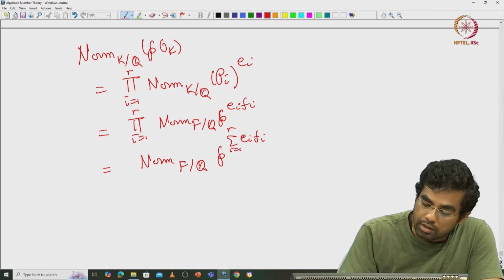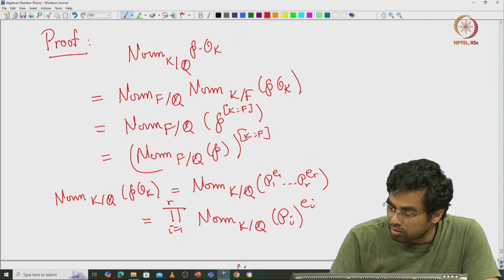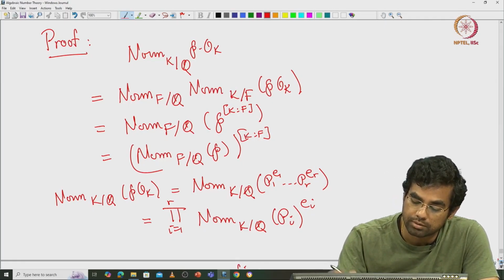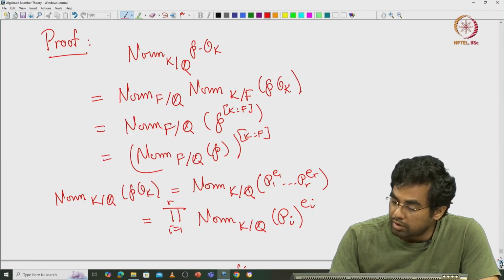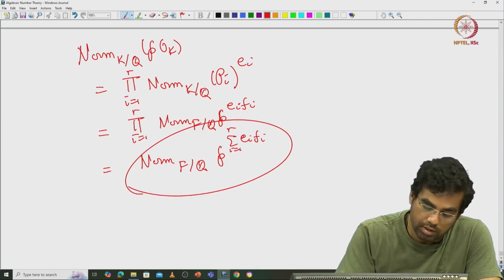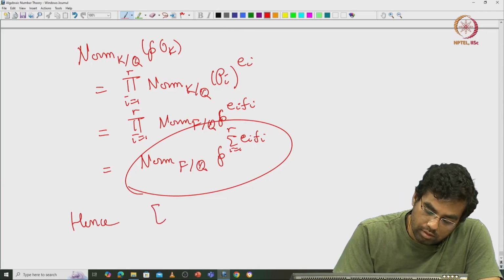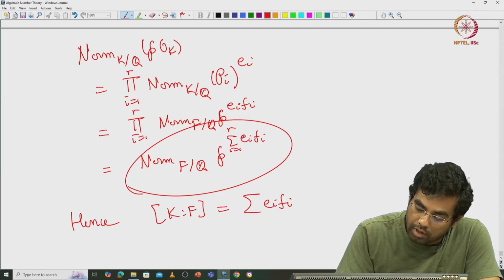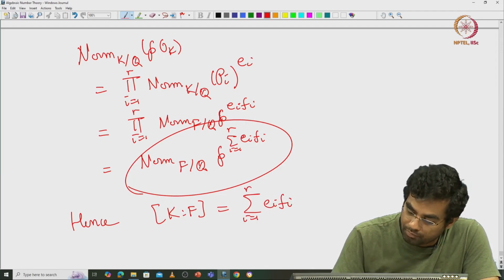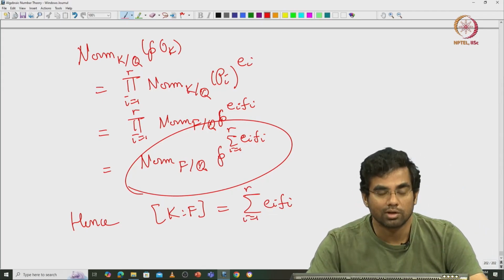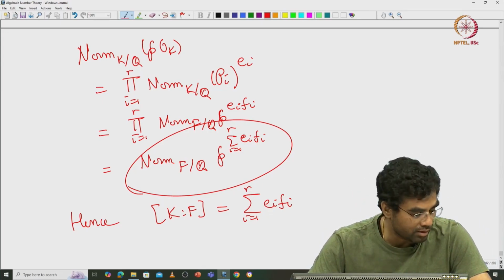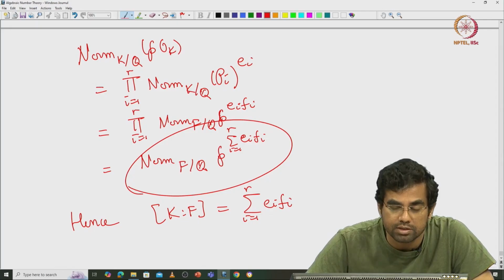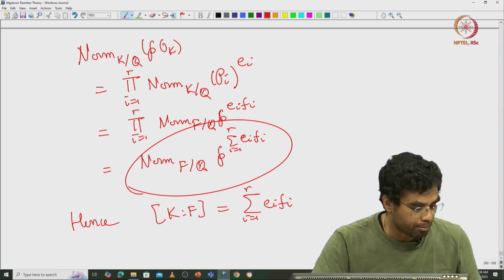So, now you compare this with what we had on this slide. We compare that with this, and hence we get the degree of K over F is equal to the summation of e_i f_i, i going from 1 to r. Okay. So, it is a very important relation that we get, and we get it simply by computing norms in two different ways of this extended ideal p times O_K.